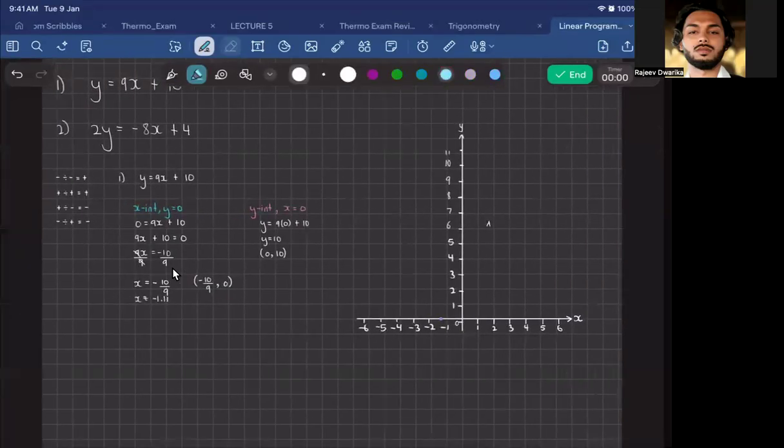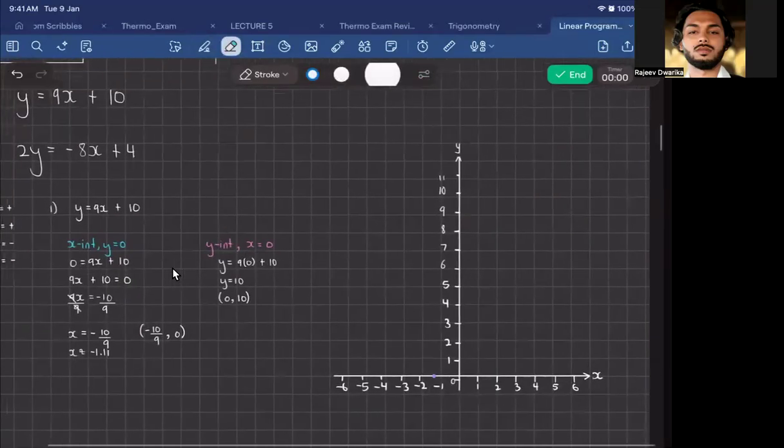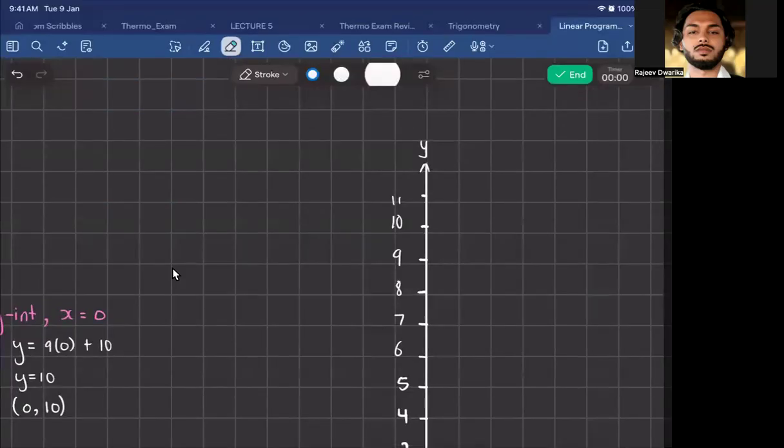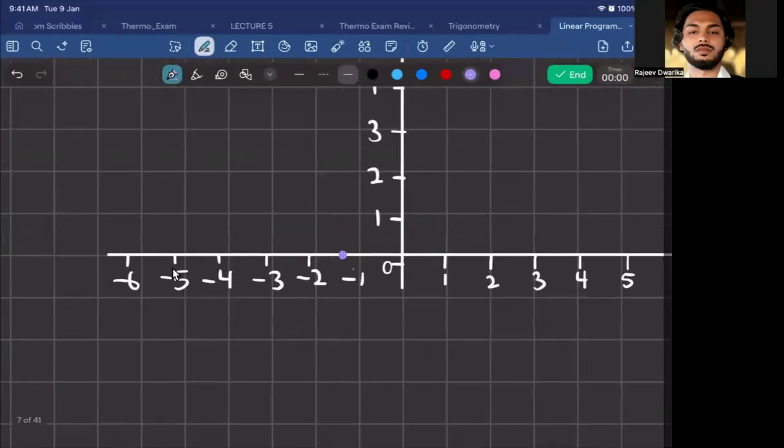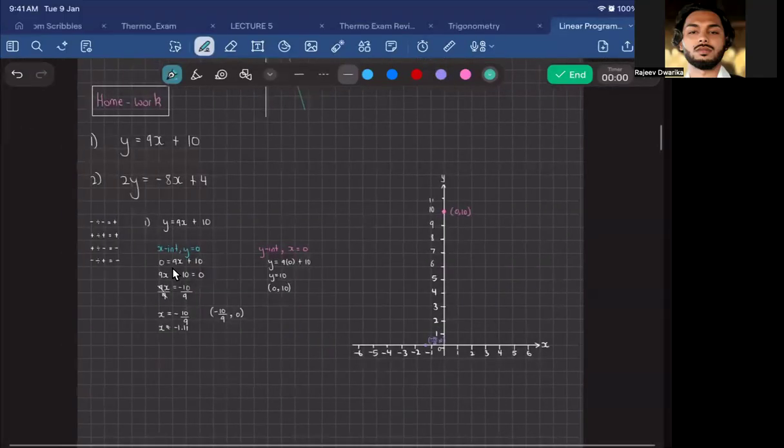All right, so Sahara, long story short, you see that 0, 10, you'd put it at the 10 mark on the y-axis, right here. So this would be 0, 10, and this would be, remind me, what's this point? 1.11. Right? And just to be precise, we'll use the fraction notation. You'll say negative 10 over 9, 0. Right, and then from here, just connect it.